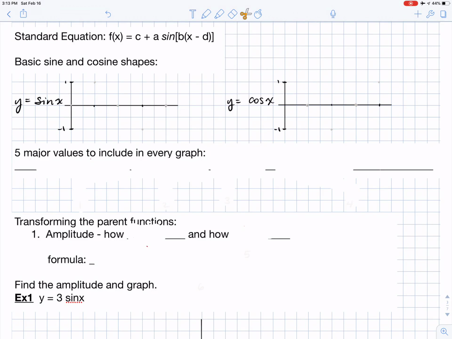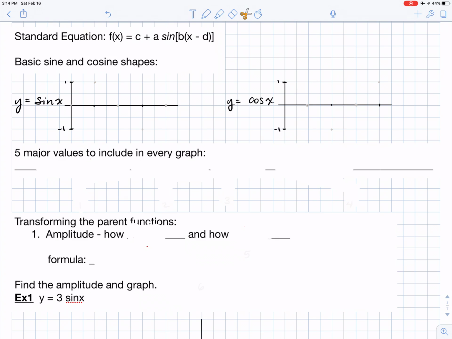Hey folks, let's talk about transforming our parent graphs. We've done this before with the conic sections. And in previous math classes, we've done this with other parent functions, things like the squaring or the cubing function, the absolute value function. We've done a lot of transforming in those. So this is very, very similar to that.